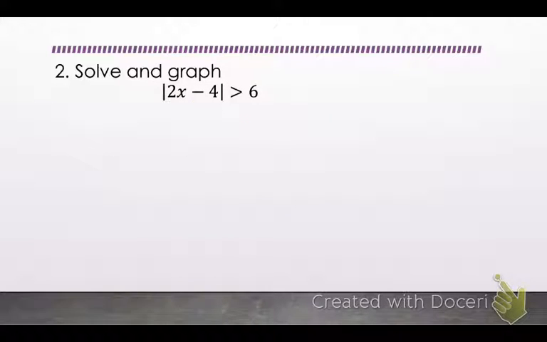Let's do another example. This one is greater than 6. So this tells me that I need to split into 2 using the word or. One of them, again, is exactly as I see it, dropping my symbols. The other one, I always do two things.